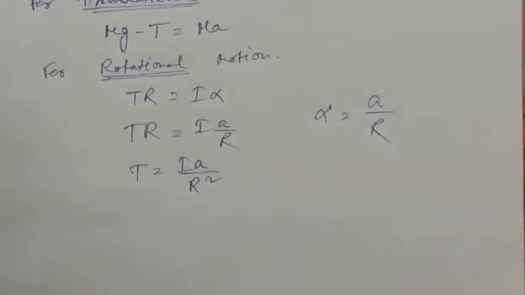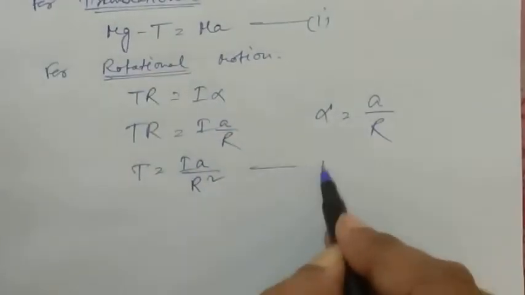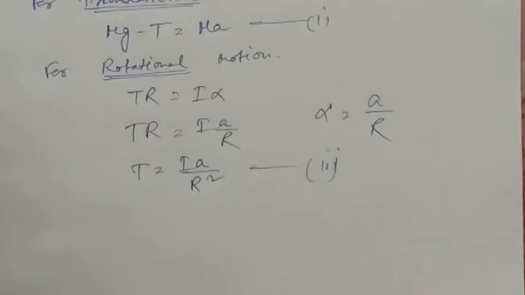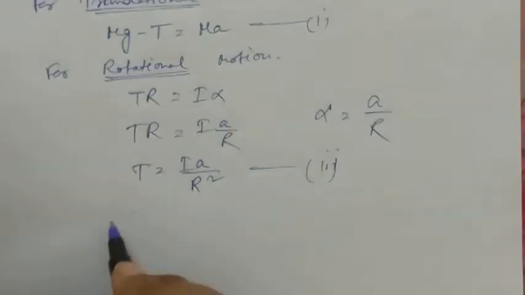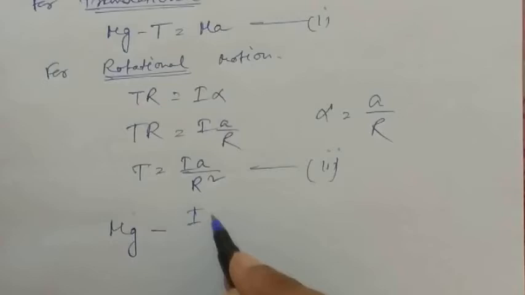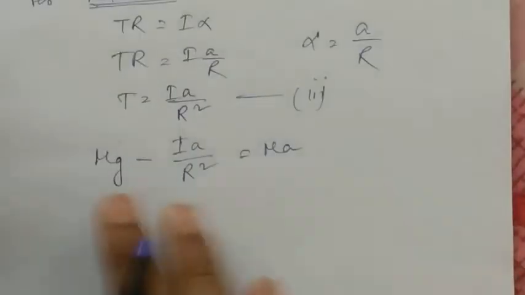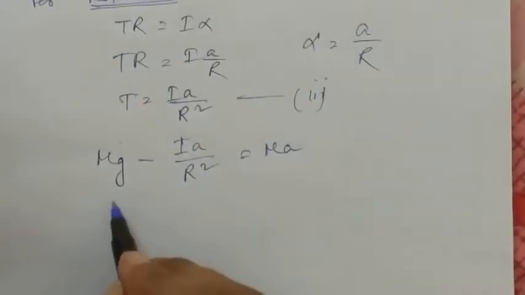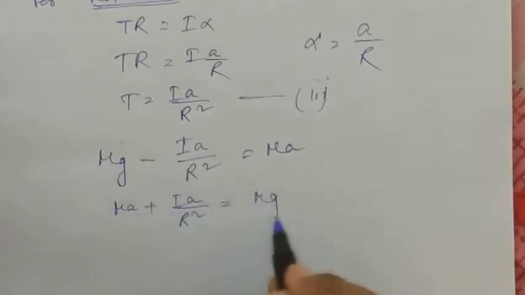Now we have to solve the equations. If we take this to be number 1 and this to be number 2, we try to solve the equations and find the value of A. So you have to eliminate T in both the equations. The simplest way is to replace the value of T in the first equation, that is IA by R square is equal to MA. Here there is one A, so we take the A's onto one side, that is MA plus IA by R square is equal to mg.